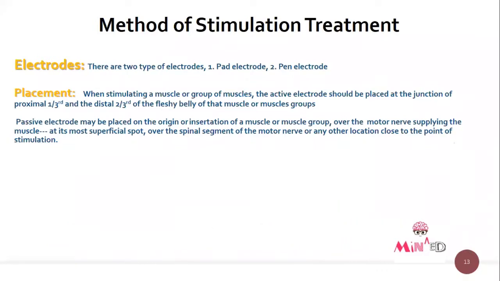The passive electrode may be placed at the origin or insertion of the muscle or the muscle group, over the motor supplying the muscle. And where you will get the motor point, you have to go to the proximal 1/3 and distal 2/3. That is the particular area of the motor point of a muscle. And suppose there is any injury, surgical scar or any type of rash, you will get that motor point just below that area, that is distal to that area. That is also mentioned here.